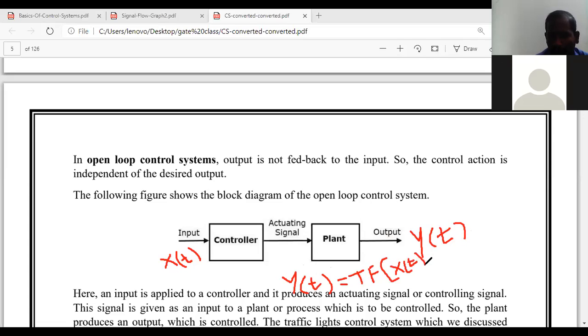Here, x of t represents the input signal, and y of t is the output. You see that y of t equals some operation; we are performing a controlling operation. This controller is only a transforming operation. This way we can relate the open loop control system like this.